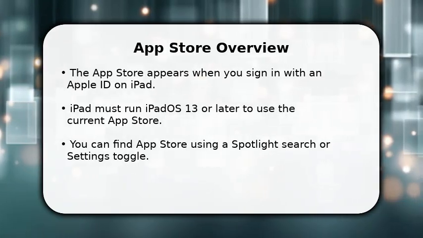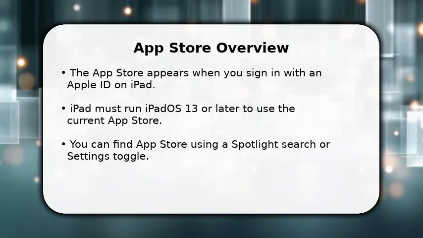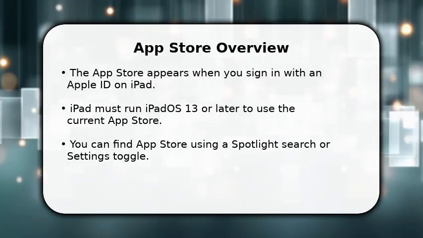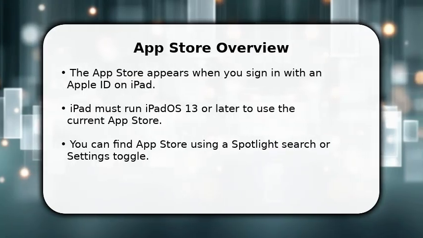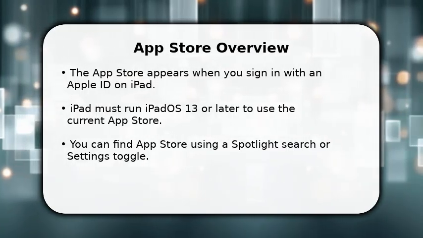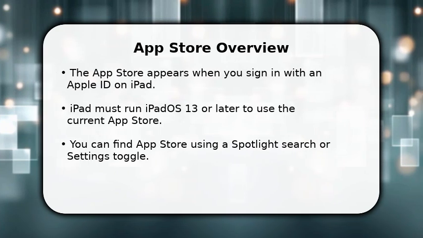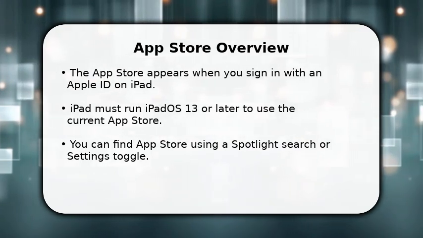Check Settings, General, Software Update and install updates when available. Use at least 2 GB free storage to download medium-sized apps quickly. Use Wi-Fi for large app downloads to avoid cellular data charges.